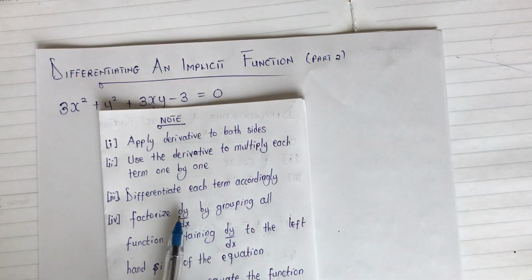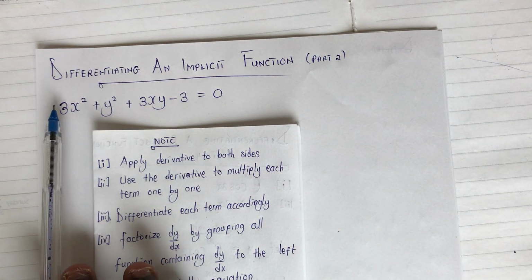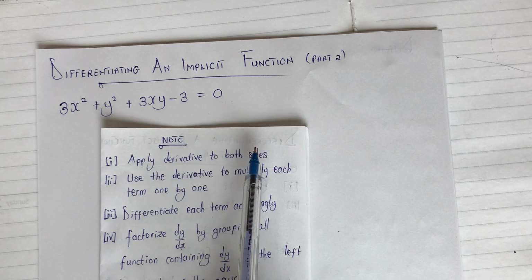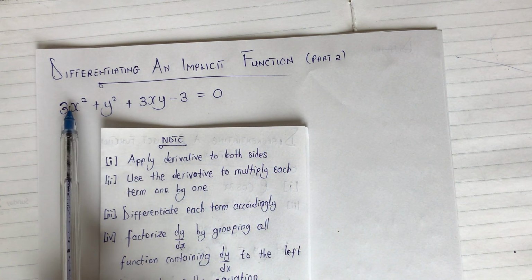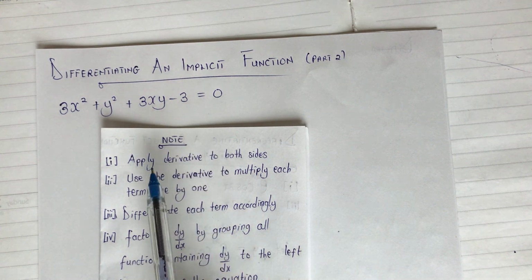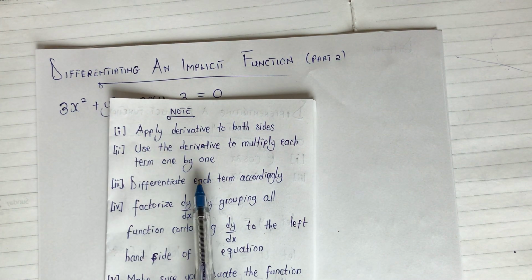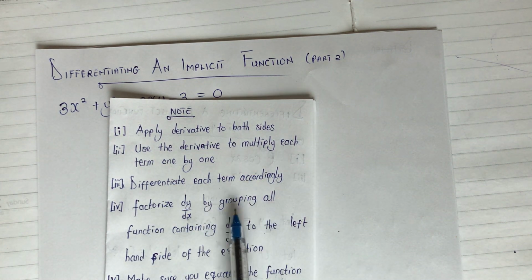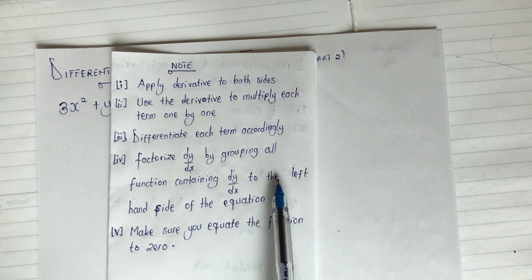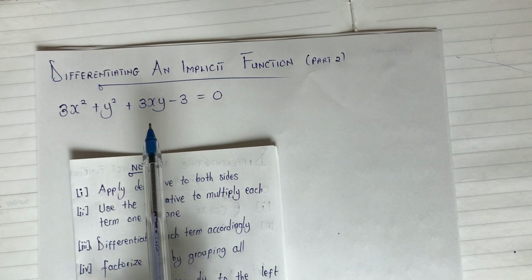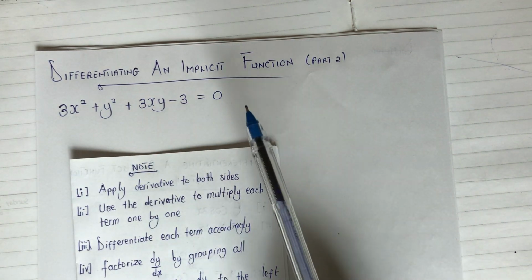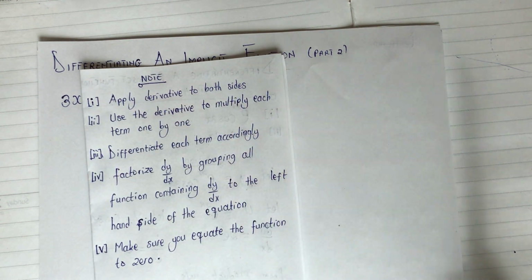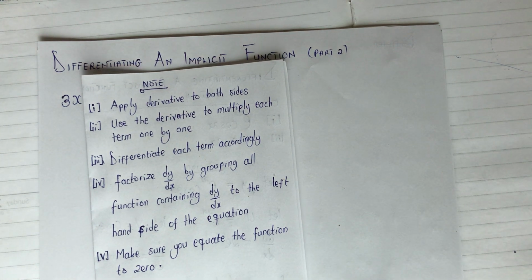So these are the rules. When you have an implicit function, all you need to do is apply the derivative to both sides of the function, to the left and the right. Then in your next step, use the derivative to multiply each term one by one, especially on the left hand side. Then you differentiate each term one by one accordingly. Then you factorize dy/dx by grouping all functions containing dy/dx, the functions where you differentiated y with respect to x, to the left hand side of the equation and you equate the rest to 0. So that is it. Let's start this example.